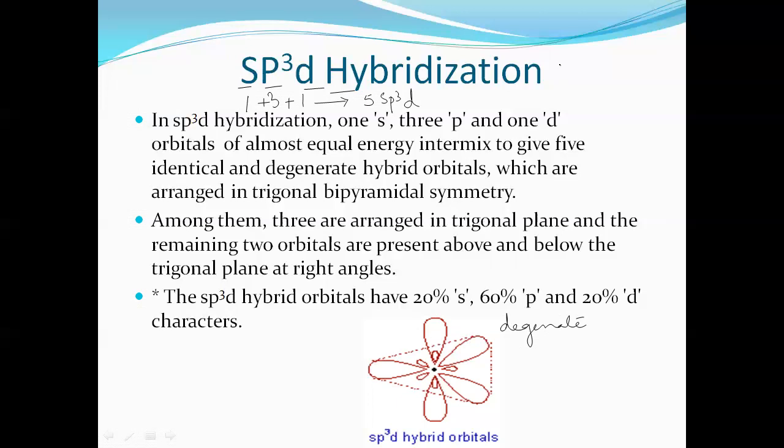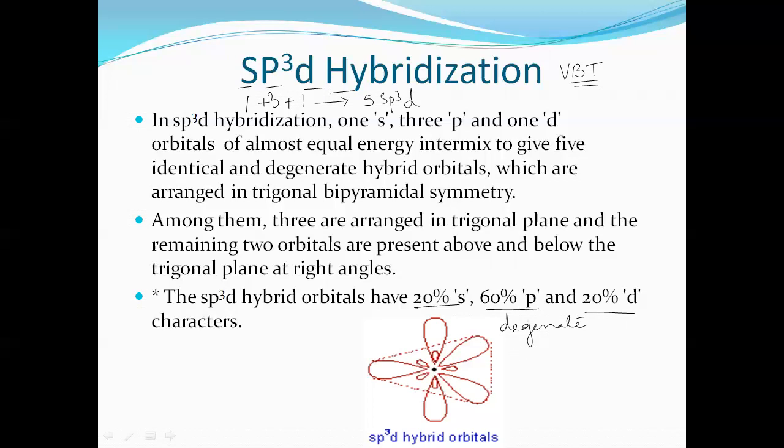I said VBT, the valence bond theory, is totally based on the overlap of valence atomic orbitals. So when hybridization occurs, the hybrid orbitals formed will be able to overlap with the atoms easily, and the most effective overlap will be formed. The hybrid orbitals will have 20% s character, 60% p character, and 20% d character. These orbitals will arrange themselves in space in such a way that there is minimum repulsion.